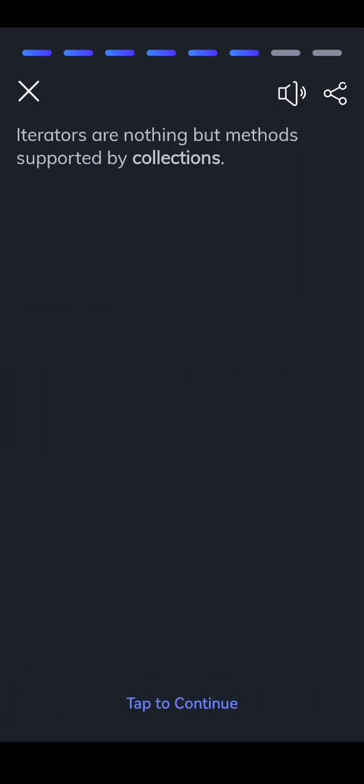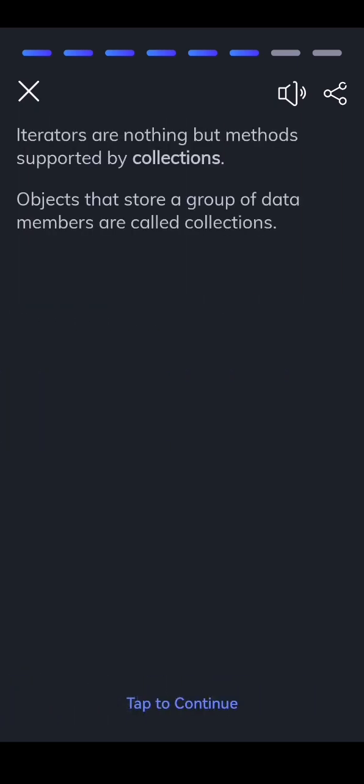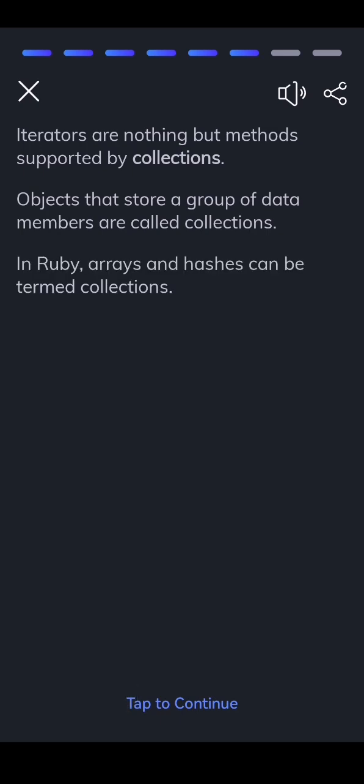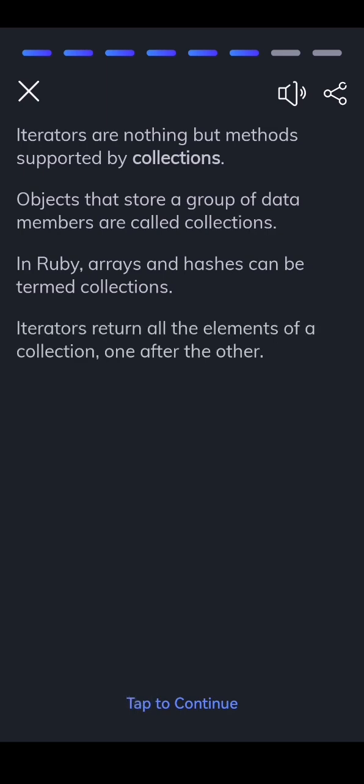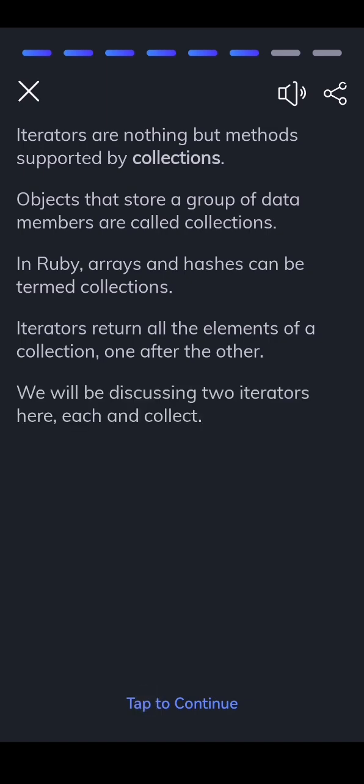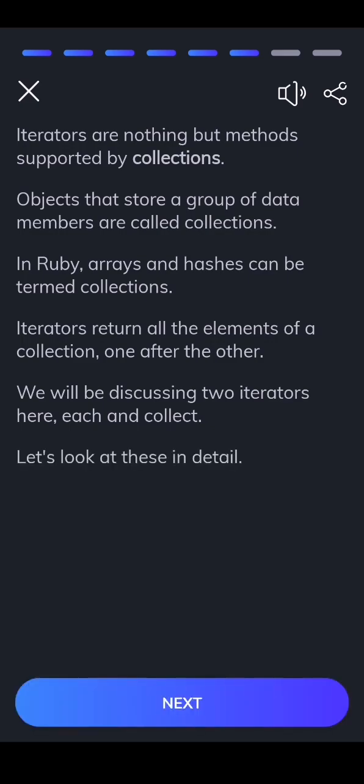Iterators are nothing but methods supported by collections. Objects that store a group of data members are called collections. In Ruby, arrays and hashes can be termed collections. Iterators return all the elements of a collection, one after the other. We will be discussing two iterators here, each and collect. Let's look at these in detail.